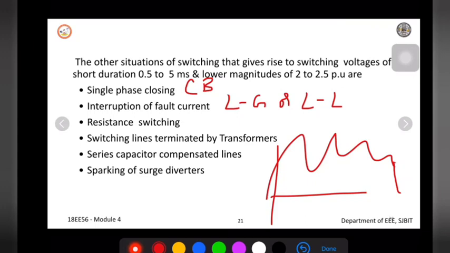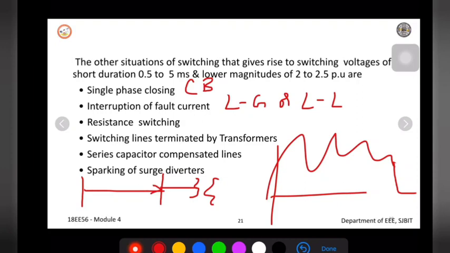That is called resistance switching. And switching lines terminated by transformers. So there are a few lines. If you take a transmission line or a distribution line, and your distribution line will end with a transformer, there is nothing else connected to that.